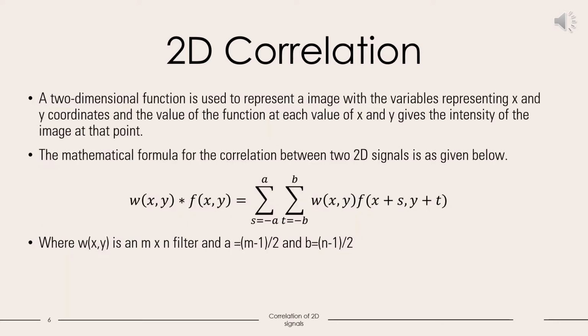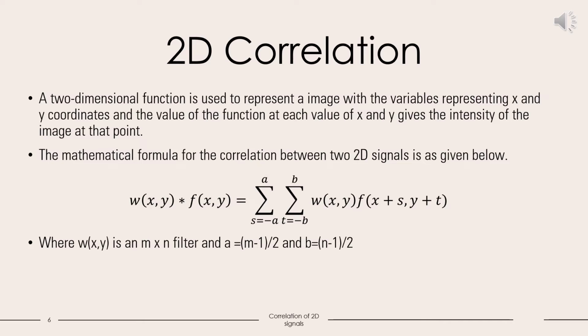Correlation of two-dimensional signals. Generally, a two-dimensional function is used to represent an image with the variables representing x and y coordinates, and the value of the function at each value of x and y gives the intensity of the image at that point. The mathematical formula for correlation between two-dimensional signals is as given below.